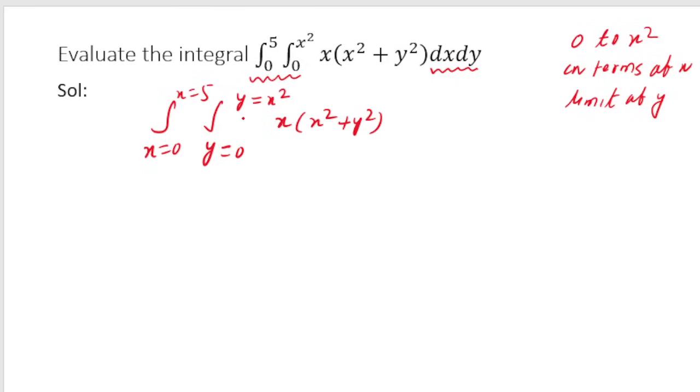And since we are taking the limit of y, we will integrate with respect to y first, and then with respect to x. So let's evaluate it. When I integrate this function with respect to y, I have to treat x as constant. I am taking the limit of x equals 0 to x equals 5. When I treat x as constant, the first term is x into x squared, which is x cubed, and the integration of dy will be y.